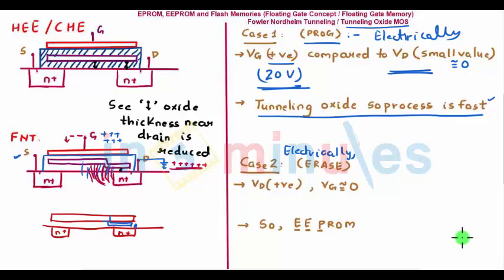So this is nothing but electrically erasable programmable read-only memory. For erase and programming, you are just playing around with the gate and drain voltage. For erasing, we just saw that you put a high drain voltage and a low gate voltage, nearly equal to 0. For programming, put a very high gate voltage and a drain voltage nearly equal to 0. Now let's see the structure of EEPROM.